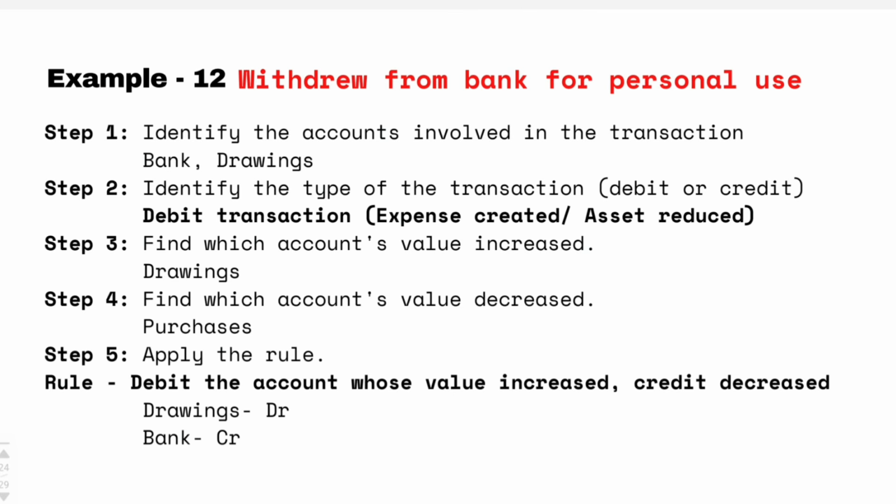Similar to this is withdrew from bank for personal use. The accounts involved will be bank and drawings. It is an asset reduction or an expense creation. It is a debit transaction. Again, whose value increased? The drawings account. Whose value decreased? The bank account. So apply the rule for debit transaction: debit the account whose value increased and credit whatever decreased. Drawings is debited and bank is credited.